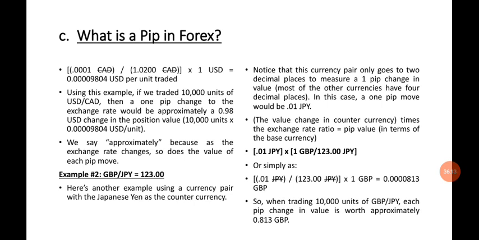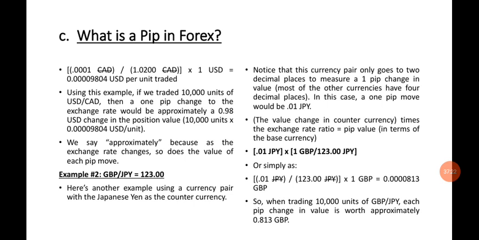Example number 2. Great British Pound versus the Japanese yen at the exchange rate of 123.00 Japanese yen. So here's another example using a currency pair with the Japanese yen as the counter currency. Notice that this currency pair only goes to 2 decimal places to measure a 1 pip change in value. Most of the other currencies have 4 decimal places. In this case, a 1 pip move would be 0.01 Japanese yen. Again, to calculate it, we take the value change in counter currency, which is 0.01 Japanese yen, times the exchange rate ratio, which is 1 British pound to 123 Japanese yen, to now give us our pip value.